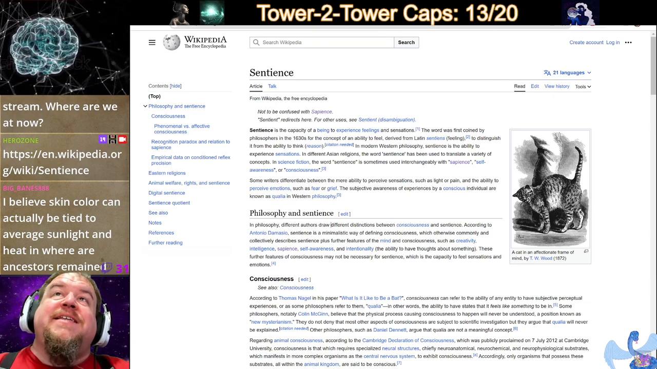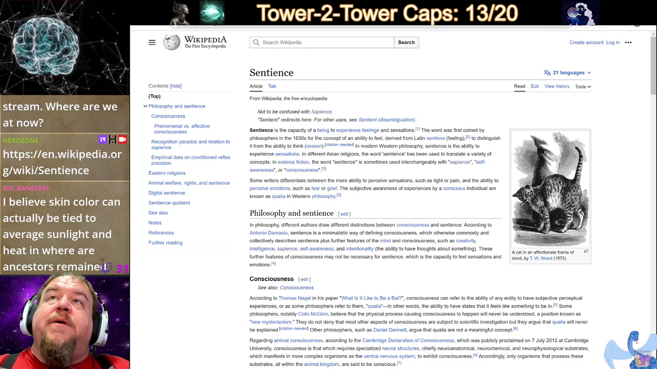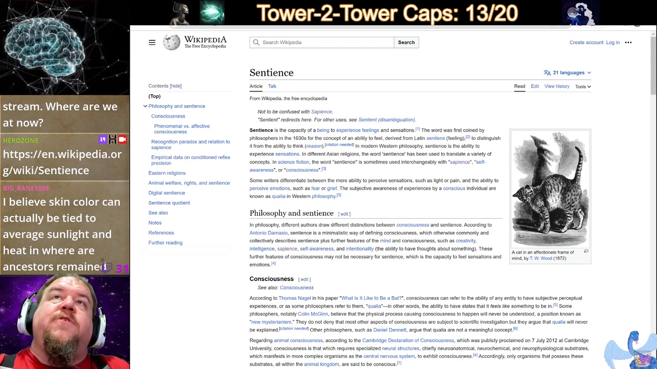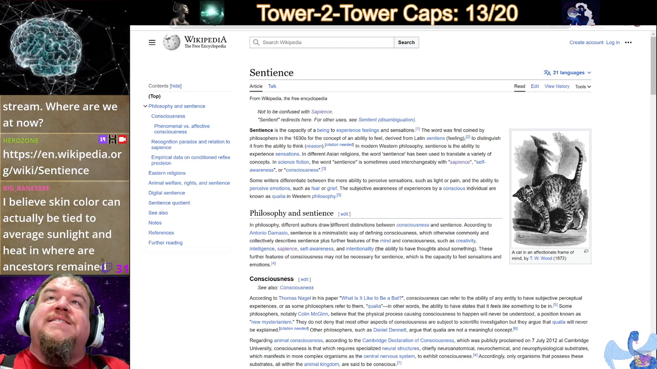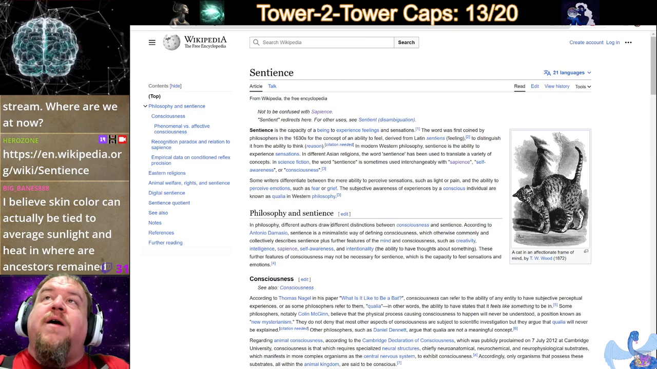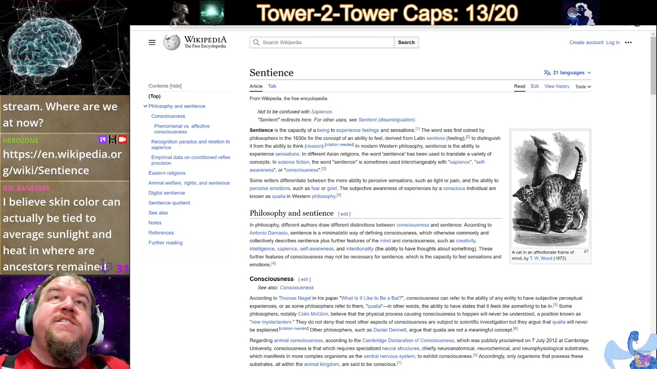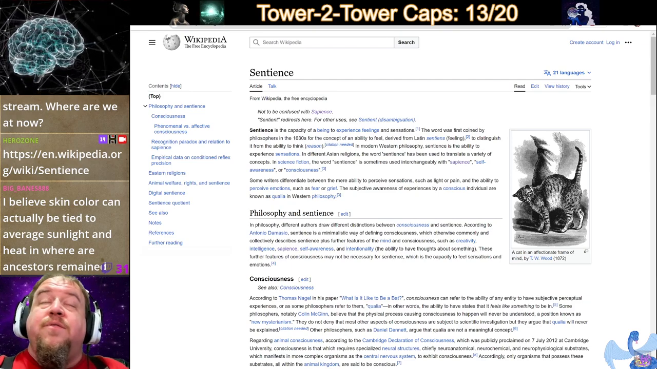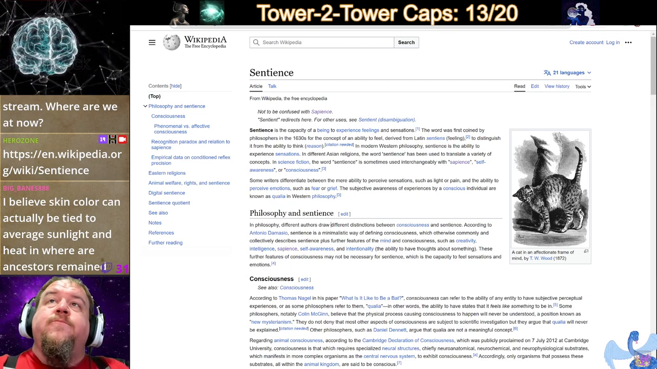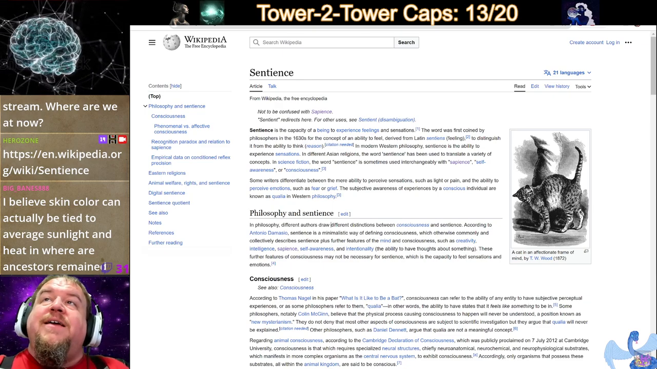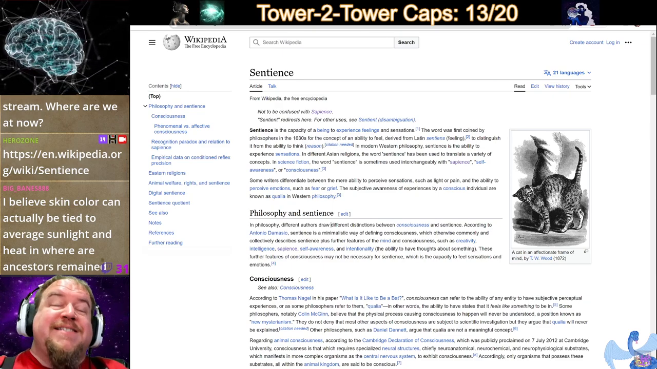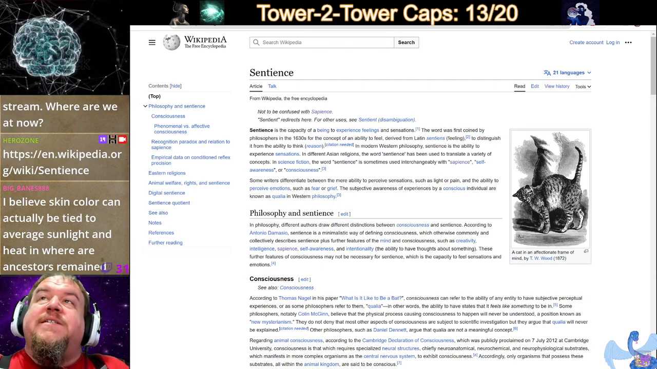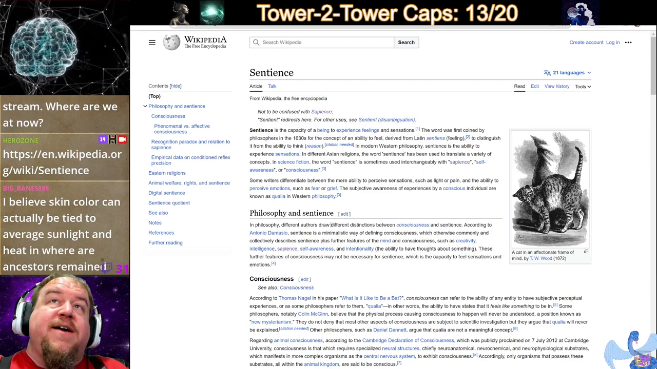Sentience is the capacity of a being to experience feelings and sensations. The word was first coined by philosophers in the 1630s for the concept of an ability to feel, derived from Latin sentientem, feeling, to distinguish it from the ability to think, in other words, to reason, thinking versus feeling. In modern Western philosophy, sentience is the ability to experience sensations. In different Asian religions, the word sentience has been used to translate a variety of concepts.